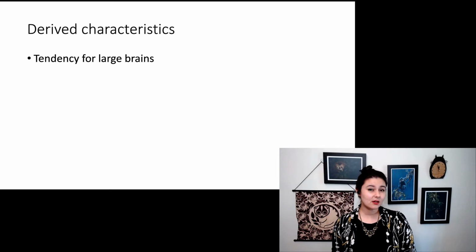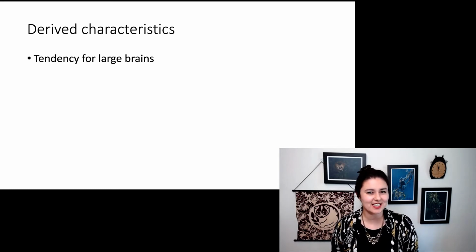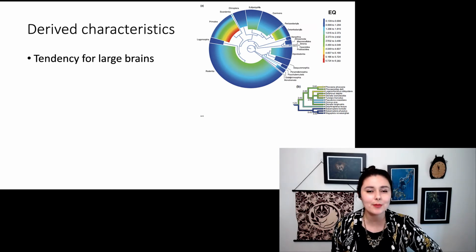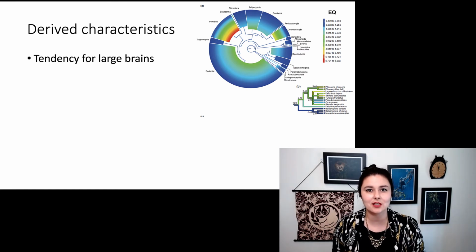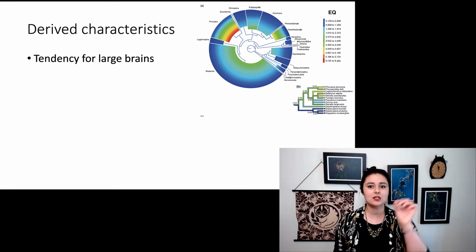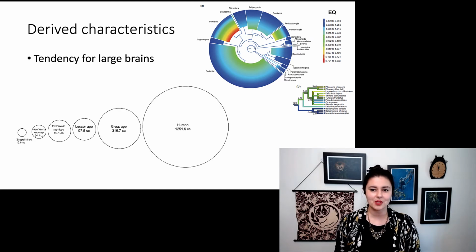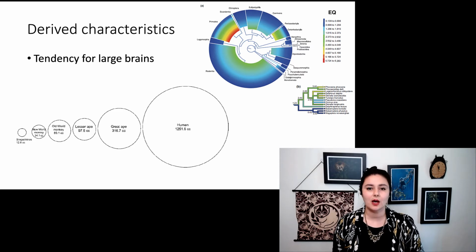We also have this tendency for large brains. Humans have certainly taken this to the extreme, but if you compare primates to all other mammals, in this scale, red means we have a slightly larger brain. So within primates, there's more large brains than any other mammalian order. There's, of course, a range in variation. So you can see some examples here.